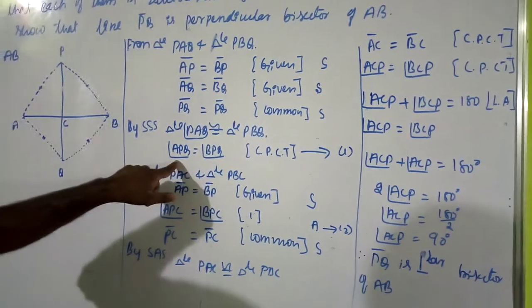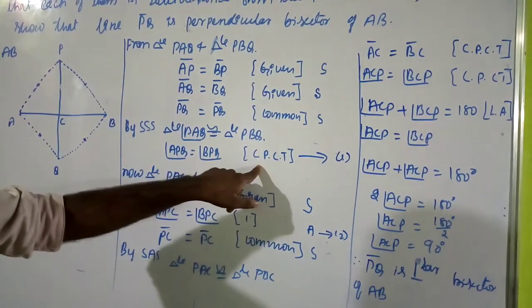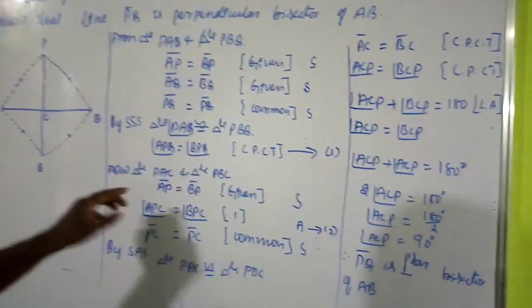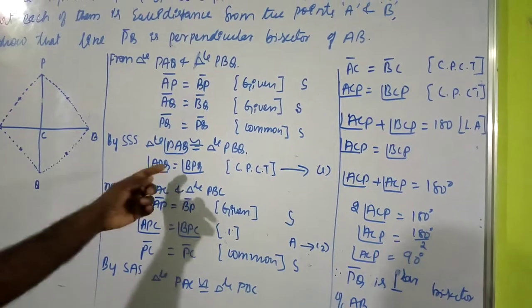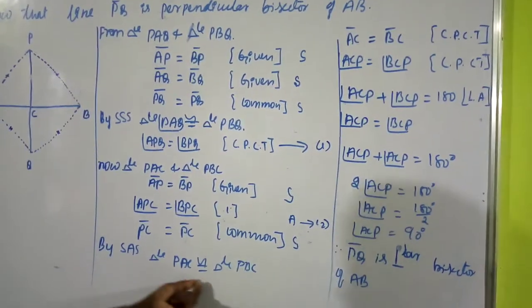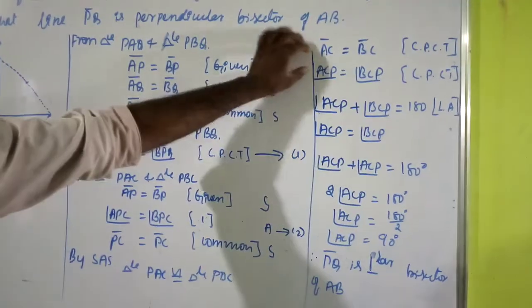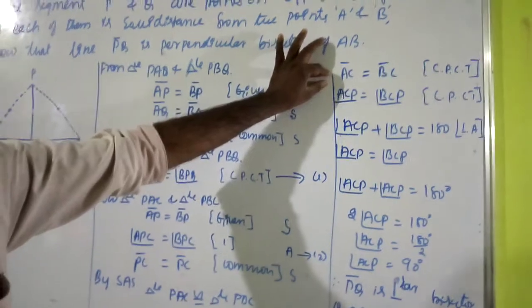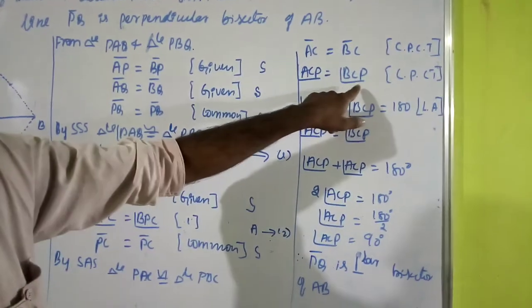So angle APQ is equal to BPQ because this angle is a part of congruent triangles, right? Next we can take triangles PAC and PBC. We can prove these congruent by SAS. So these two triangles are congruent. After that, we can take corresponding parts of congruent triangles, in this case AC and BC. So ACP and BCP are the angles.